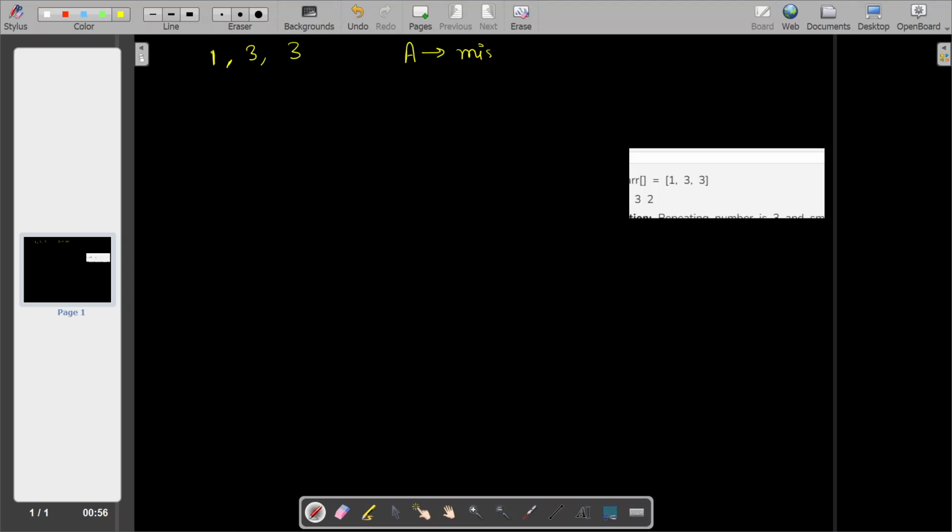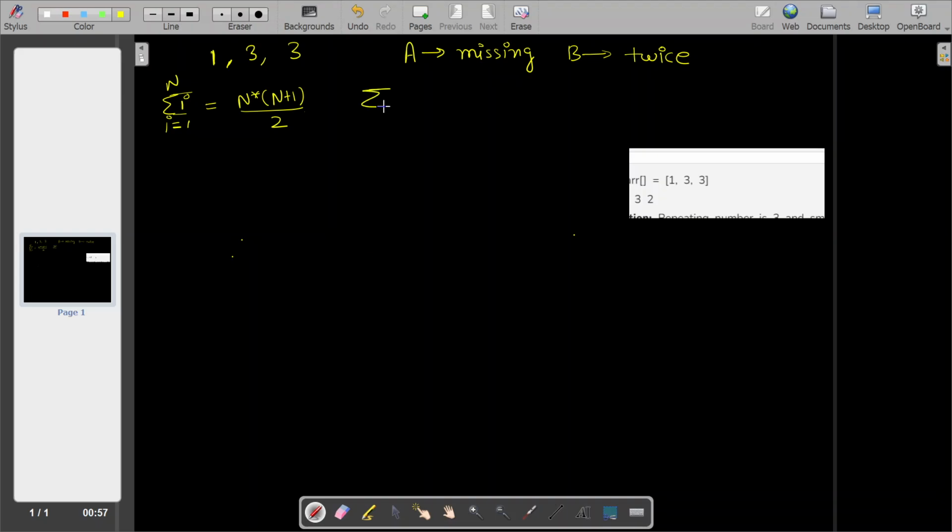Here A is the missing number and B is appearing twice. Okay, so what is the sum of 1 to n? What is the summation of 1 to n? That is a very basic thing, I expect all of you know. So the summation of i equal to 1 to n is nothing but n times n plus 1 by 2. Okay, this is the basic maths I expect you to know.